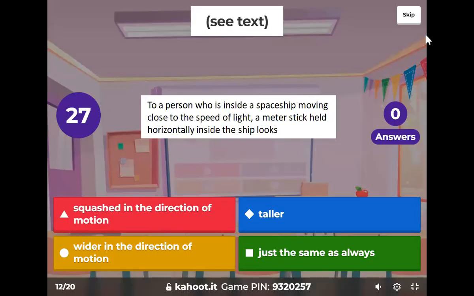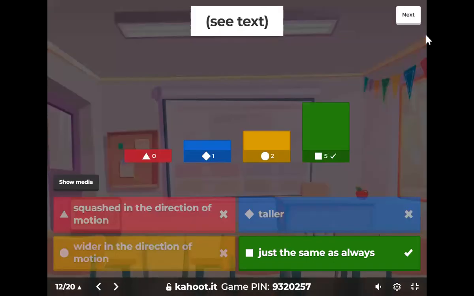To a person inside a spaceship moving close to the speed of light, a meter stick held horizontally inside the ship looks... So remember, we're on the spaceship. You're on the spaceship. Yeah, just same as always, right?